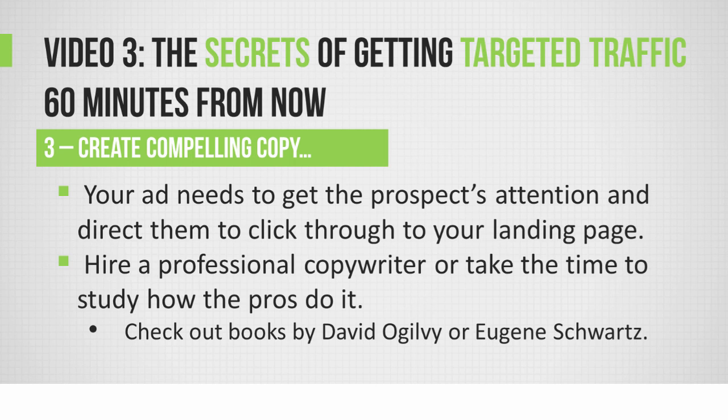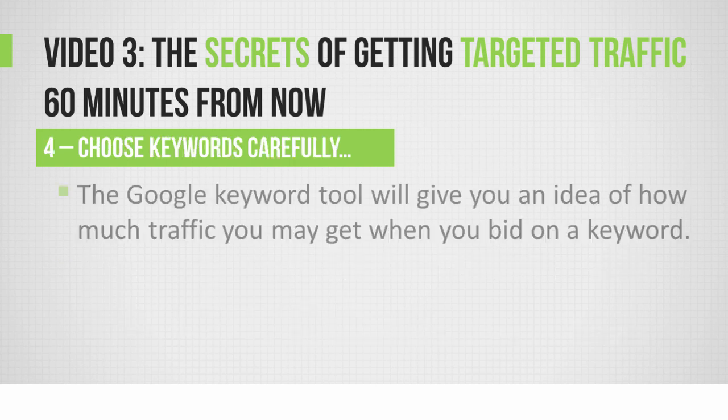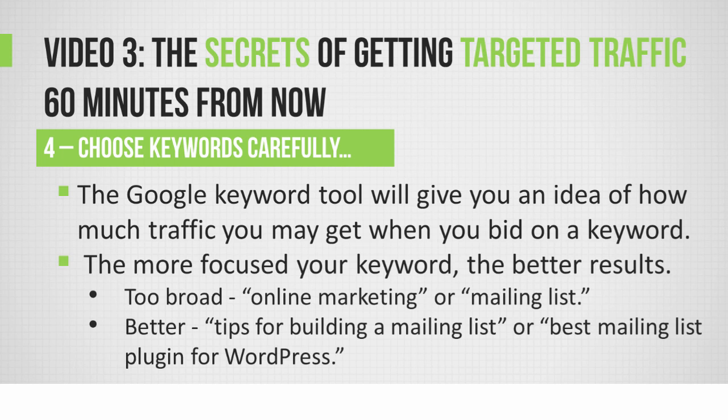It's your choice. And speaking of keywords, tip 4 is to choose your keywords carefully. Inside of AdWords, you're going to get access to the Google Keyword Tool. This tool is going to give you an idea of how much traffic you'll get when you bid on certain keywords, as well as giving you an idea of how much competition each keyword has. Those 2 bits of data are useful, but the other thing you'll want to consider is how targeted your keyword is. Here's the deal. The more focused your keyword, the better results you're going to get.